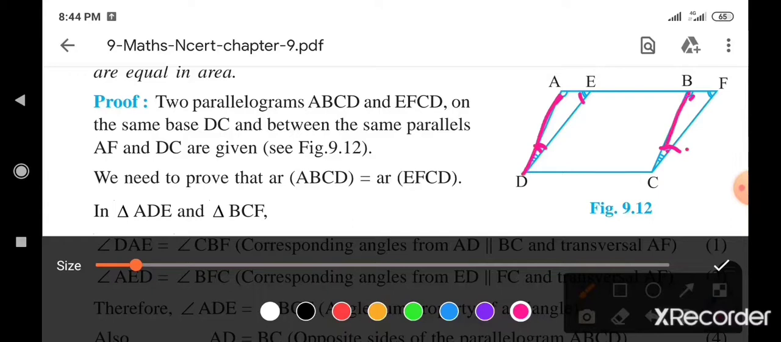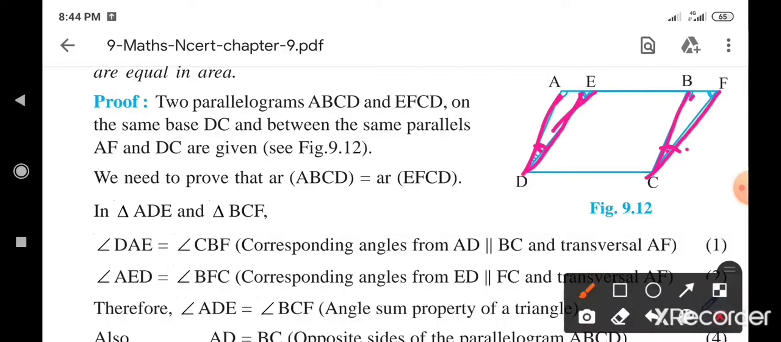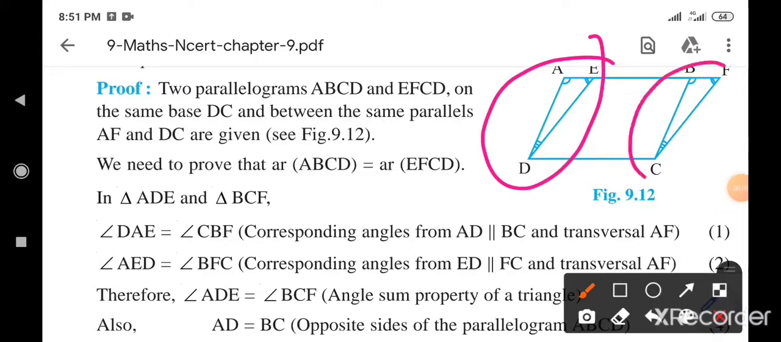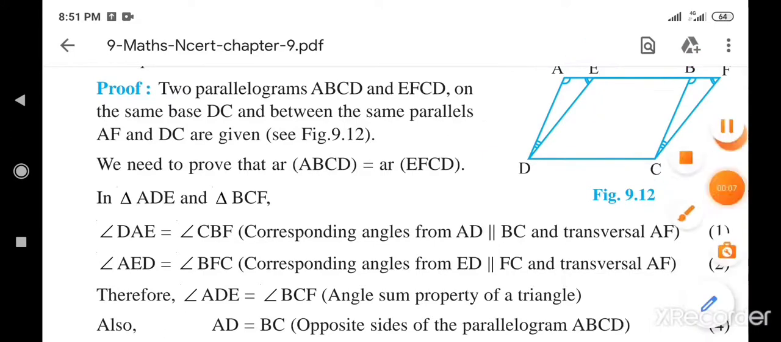This side is equal to this side because these are the opposite sides of a parallelogram. And this side is equal to this side. These are also opposite sides of a parallelogram. So, we can say that from SAS congruency, both the triangles will be congruent to each other. This triangle and this triangle, from SAS congruency, are congruent.